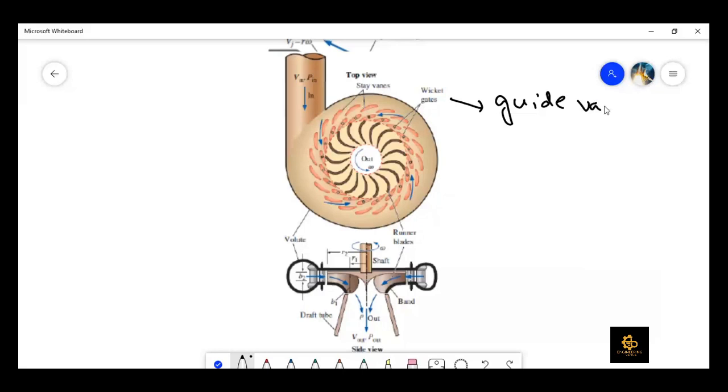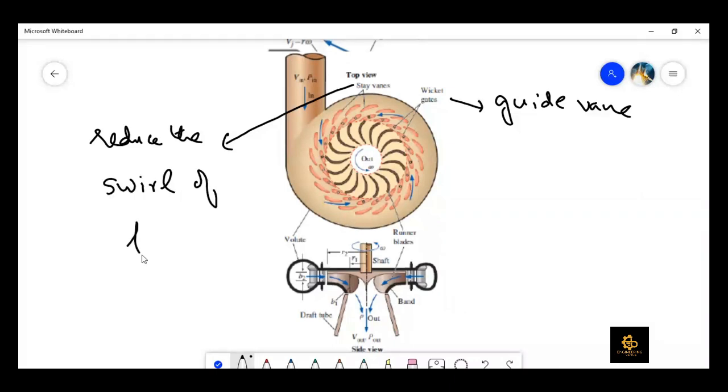So what is the function of the stay vanes? They are just to reduce the swirl of flow, so that it reduces the swirl and then moves the fluid towards the wicket gates, which are also called guide vanes.